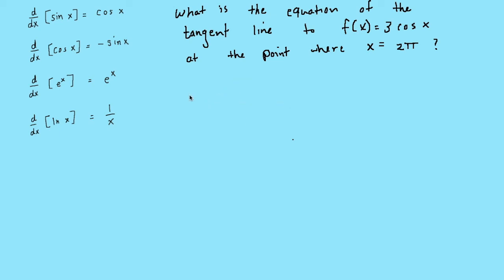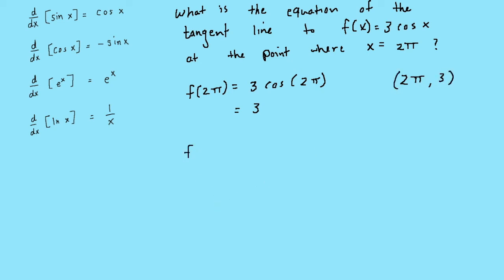We usually do that one first, so we'll usually do f of 2 pi to get our ordered pair that we'll use for the equation of the line first. So at 2 pi, the graph is at 3 times cosine 2 pi. Cosine of 2 pi is 1, either using a calculator or remembering your trig. So 3 times 1, which is equal to 3. So we'll use this point, 2 pi, comma, 3, as our ordered pair.